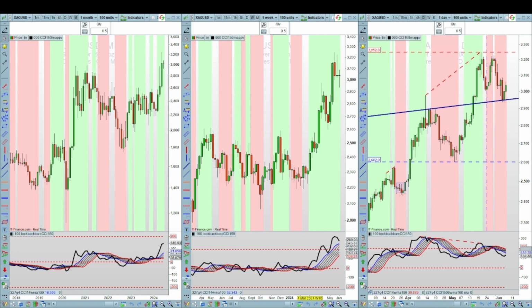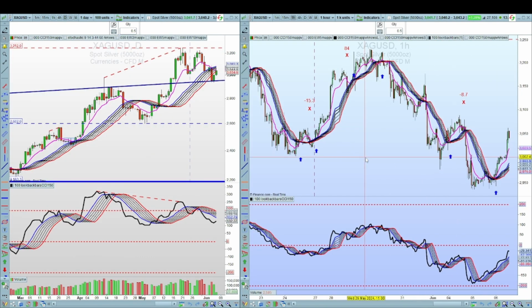So overall, looking at the hourly and the daily time frame here, if you're trading on the hourly, this can apply to any time frame, of course, in the intraday time frame. But at the moment, we're predominantly going short.